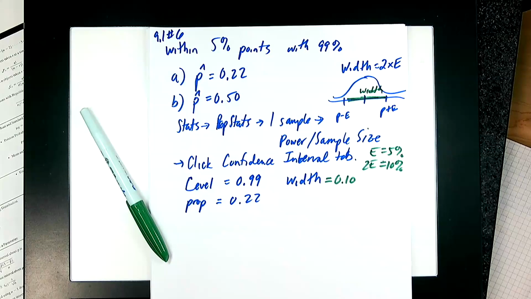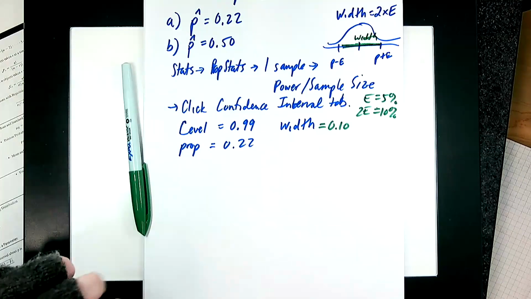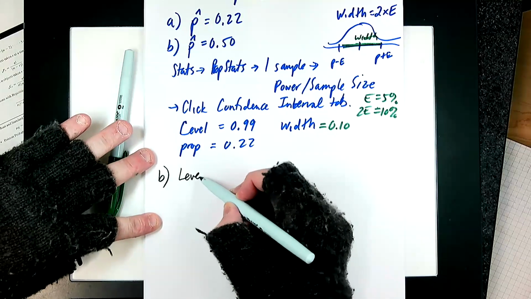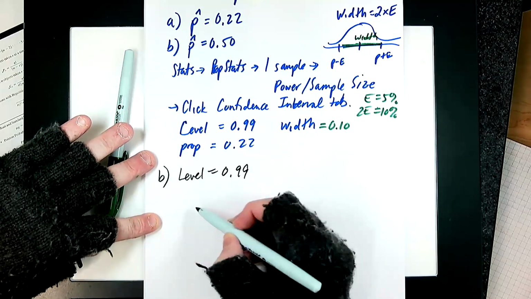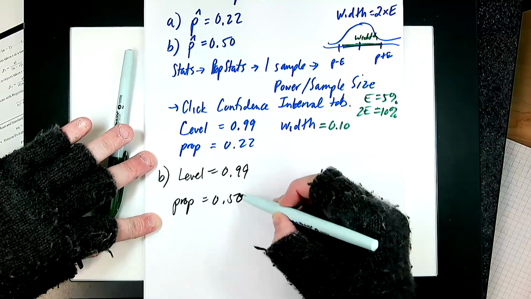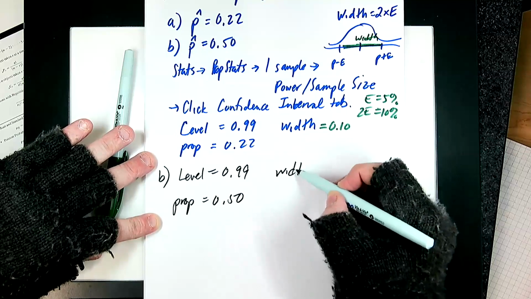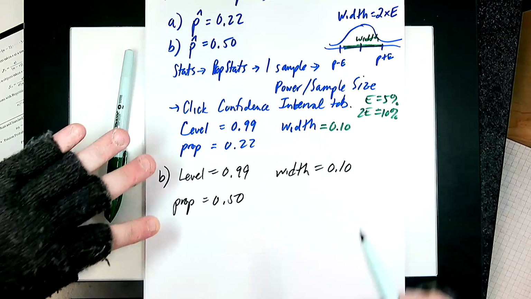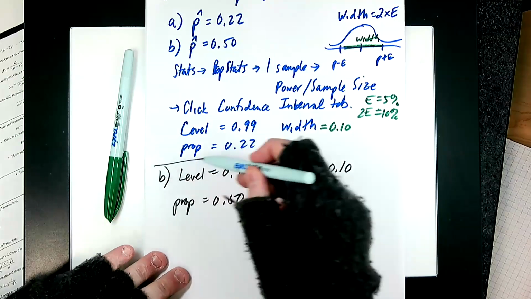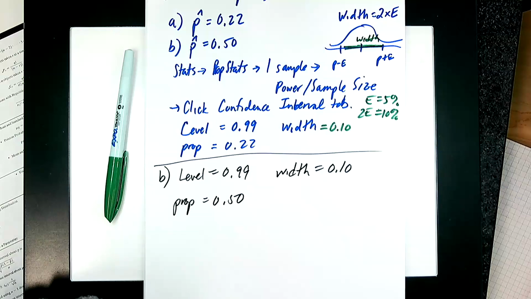And for part B, you're gonna do the same thing. You're gonna have level equals 0.99. We're gonna change the proportion to be 0.50. And you're gonna need to reset the width to 0.10, because notice that it changed the value away from 0.05, and it's gonna change it away from 0.10. So you need to reset that for part B. What we're looking for is the part that says sample size.